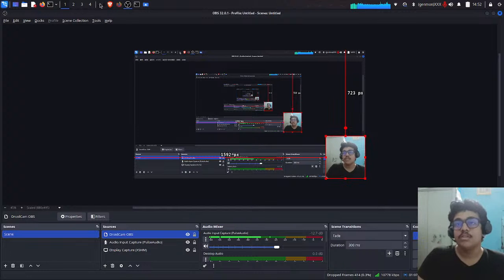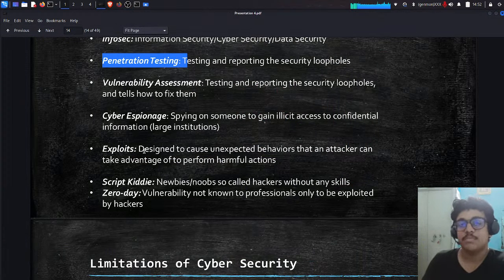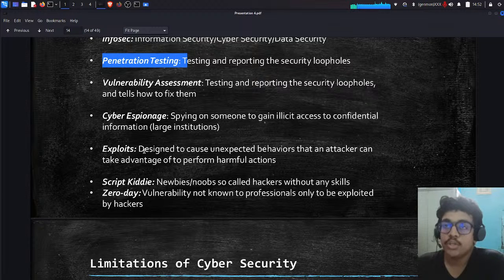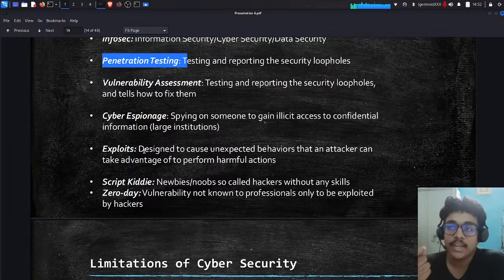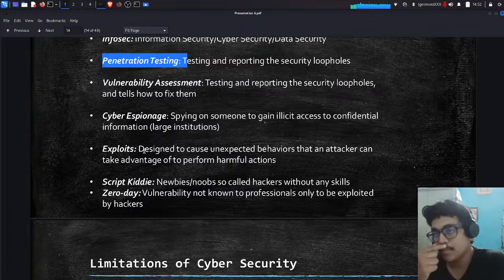Okay, so let's move to vulnerability assessment. It is testing and reporting the security loopholes and telling them how to fix them. When a vulnerability is exploited by a good hacker in order to fix it, this is known as vulnerability assessment. So what is cyber espionage? Spying on someone to gain illicit access to confidential information. For example, if a bad hacker somehow got access to your webcam, he can see what activities you are performing in a day.